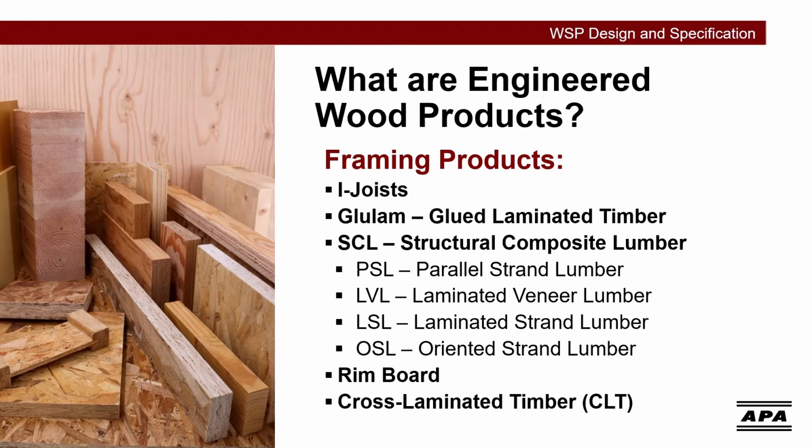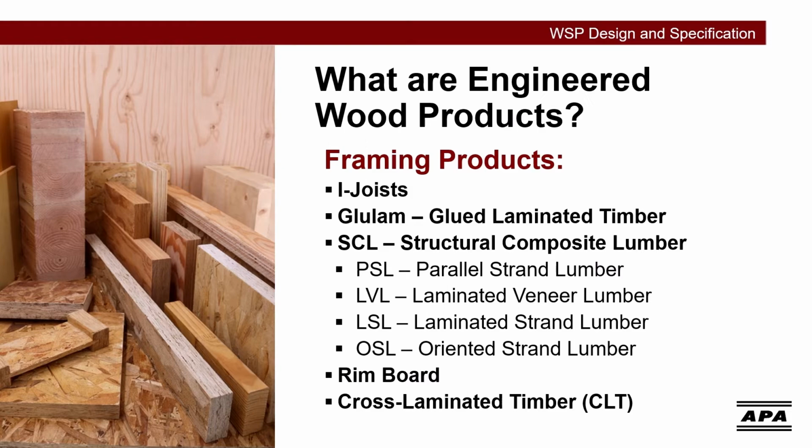Engineered wood can be summed up as any wood-based building material that has been enhanced through a man-made process. Generally, these can be divided into 2 categories, panel products and framing products. Let's look at framing products first. I-joists are formed with a top and bottom flange composed of sawn lumber or structural composite lumber, with an OSB web connecting the 2 flanges.